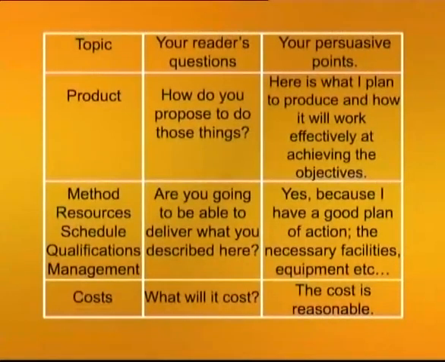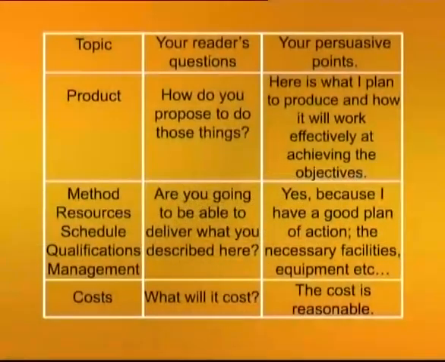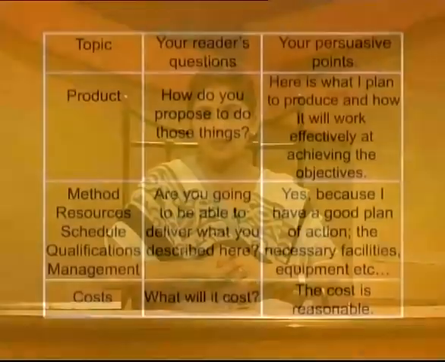The fourth topic will be dealing with the product. Basically, the reader will want to know how do you propose to do these things. आपने solution बताया, अब reader ये पूछेगा कि अब आप ये लेकिन चीज़ें implement किस तरह करेंगे, जो आपने solution में काम बताए हैं वो काम किस तरह होंगे. And your persuasive point will be, you will start out by saying, here is what I plan to produce and here is how it will work effectively at achieving the objectives. Objectives का तो जिक्र आप पहले कर ही चुके हैं, तो अब आप तरीका बताएंगे कि ये मैंने करना है और ये इस तरह इन objectives को achieve करेगा.